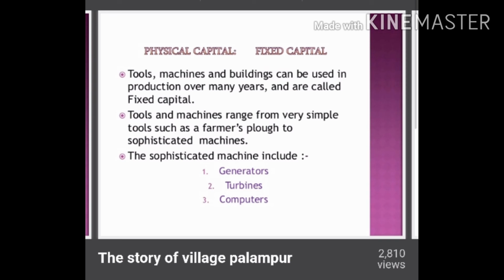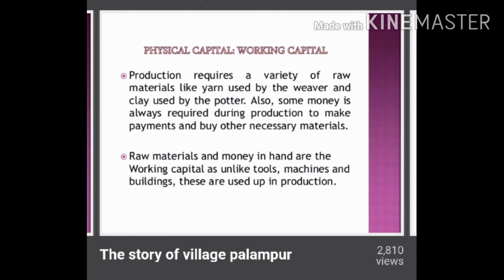The second type of physical capital is working capital. Here production requires a variety of raw material, like yarn used by a weaver and clay used by a potter. Also some money is always required during production to make payments and buy other necessary materials. Raw materials and money in hand are working capital; unlike tools, machines and buildings, these are used up in production.